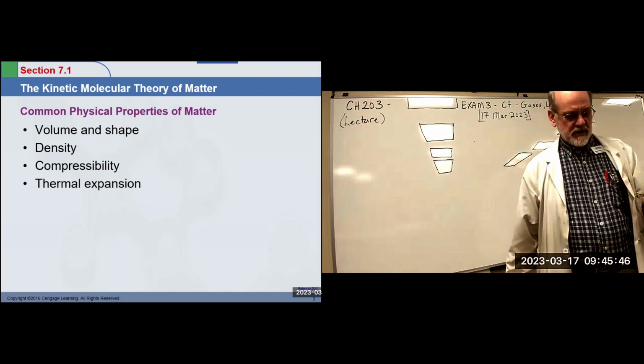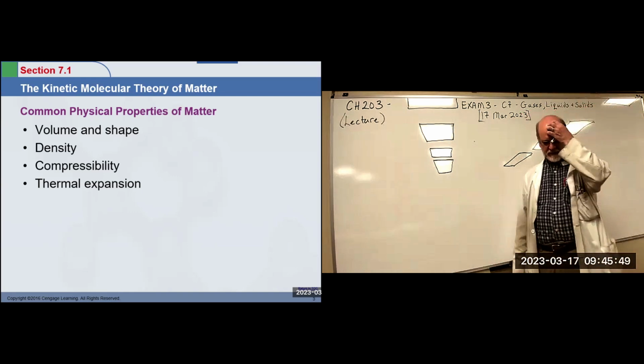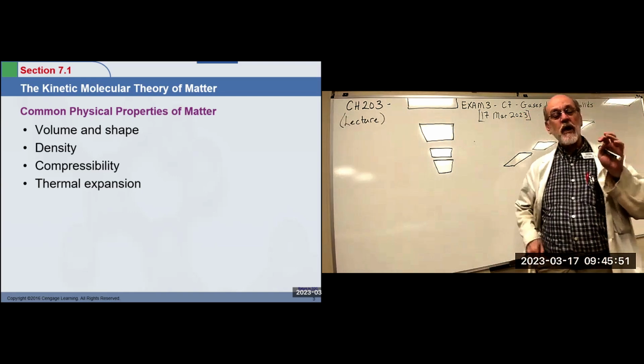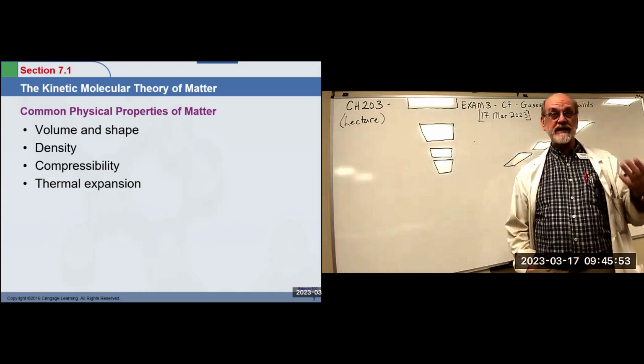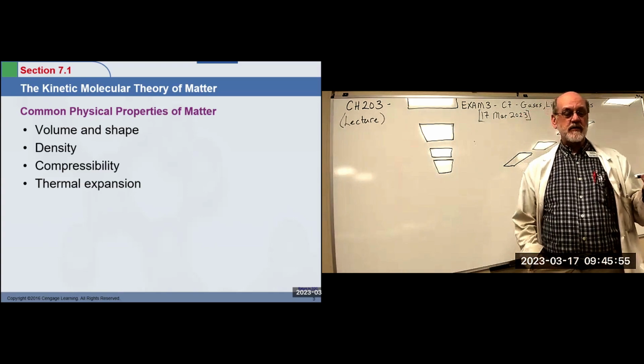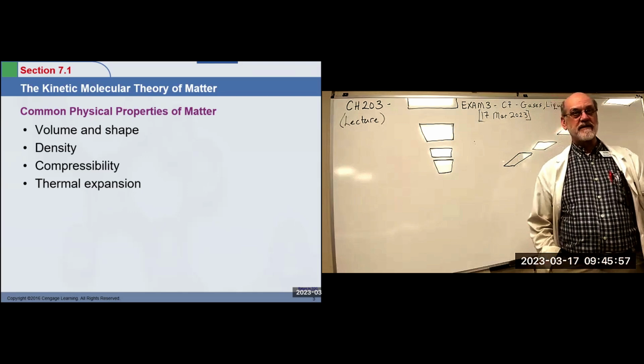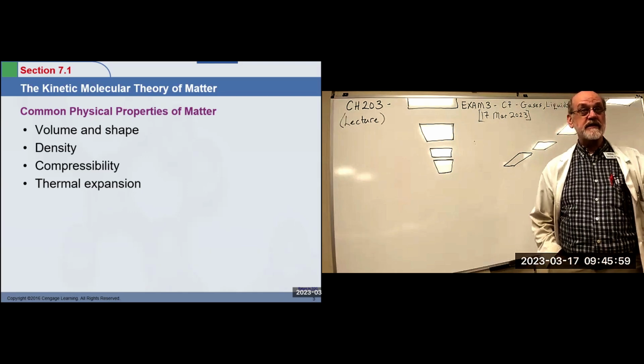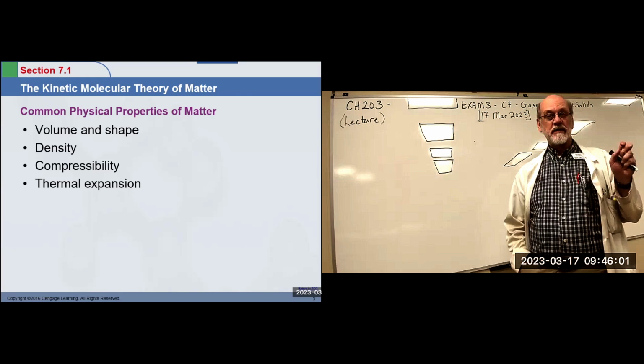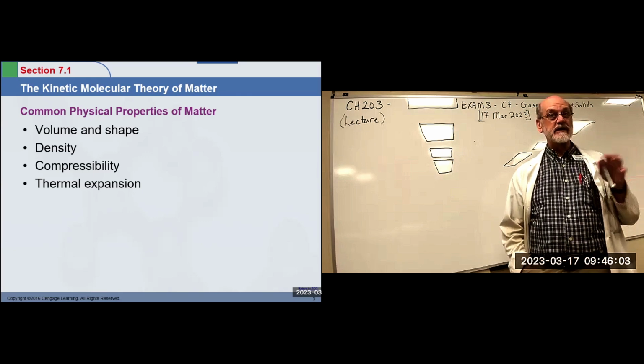Other descriptions of physical properties of matter include density. Now, density is going to be an intensive property. That is, once you define the density for a substance, it doesn't matter how much of it you have, the density will be the same.